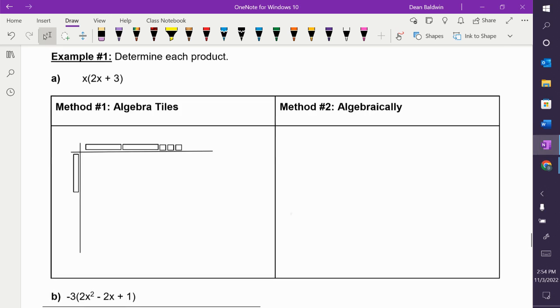Okay, so here's our x on the side. We have 2x plus 3 right here. Didn't I give you one? I think that's pencil sharpener.